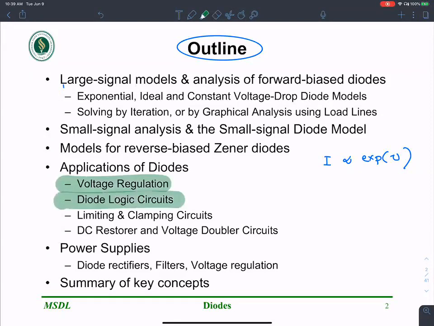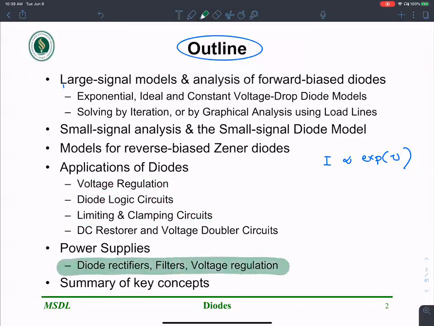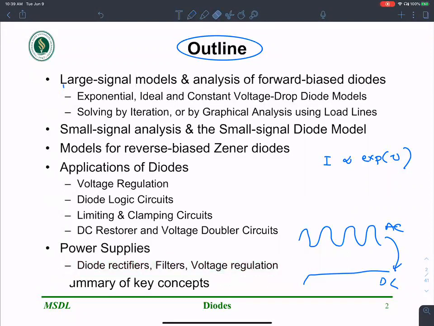Okay, we look at some diode logic circuits, limiting and clamping circuits, DC restorer, voltage doubler, and so on and so forth. How do you generate power supplies, DC sources, from AC sources? When you have an AC source, how can you generate a constant DC out of that? From AC to DC, that's the idea of a rectifier. And then we look at voltage regulators. And so a deeper look at the diode large signal and small signal models, and then reverse bias diodes, and then some applications of diodes.